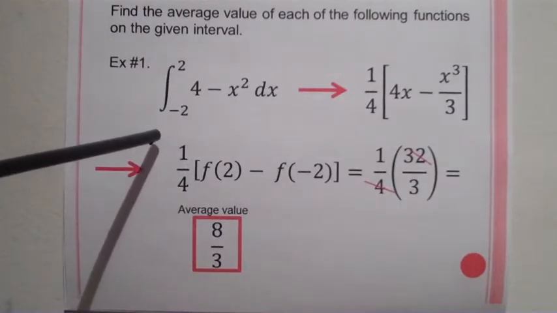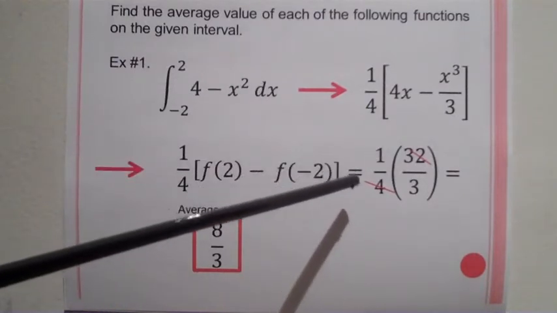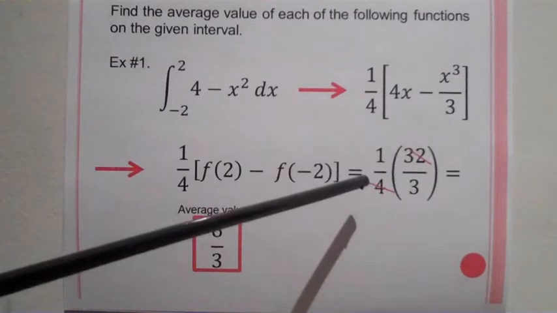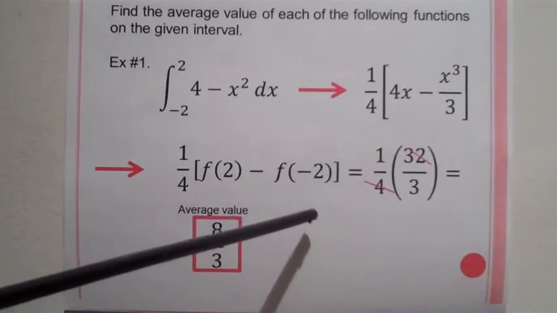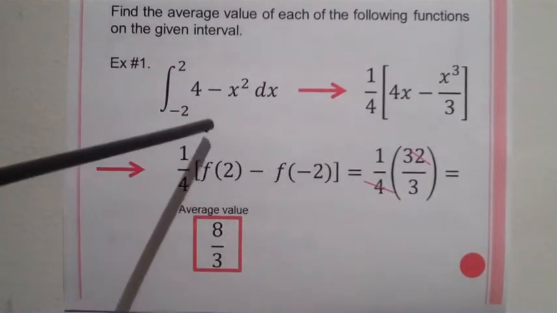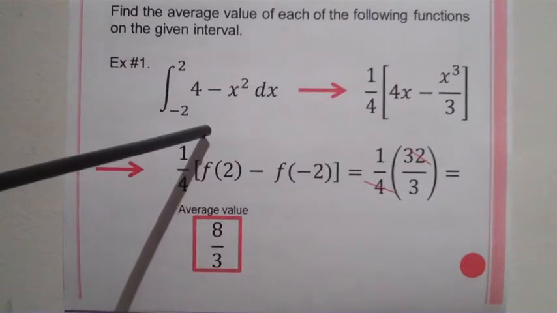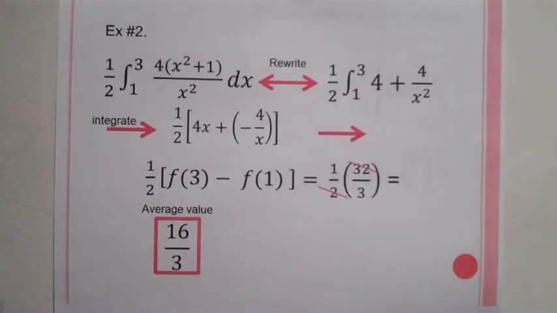You should get 1/4 times 32 over 3. Using cross cancellation, you should get 8 over 3. This is the average value of 4 minus x squared dx from -2 to 2. Okay, now let's move on to our second example.